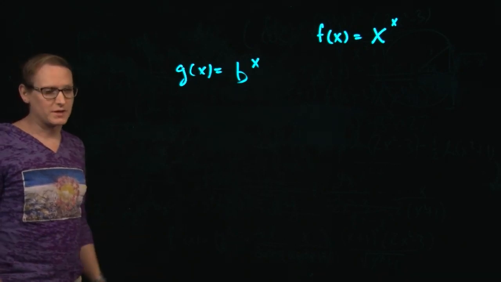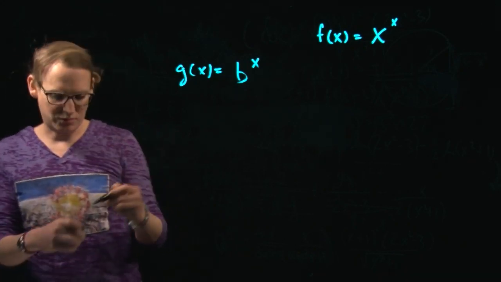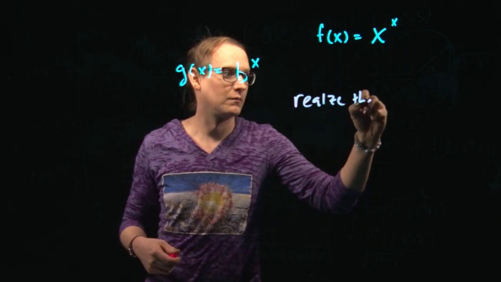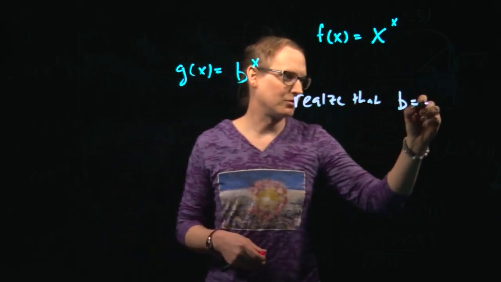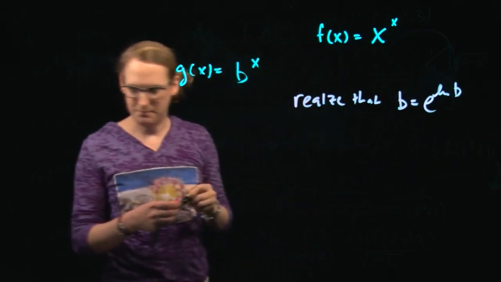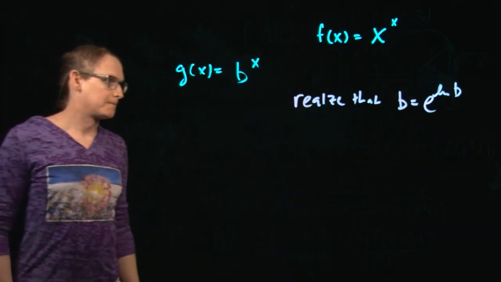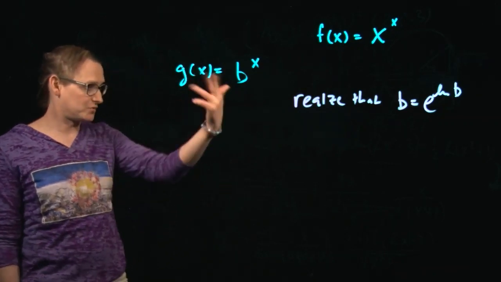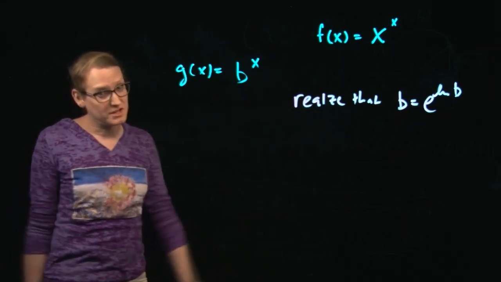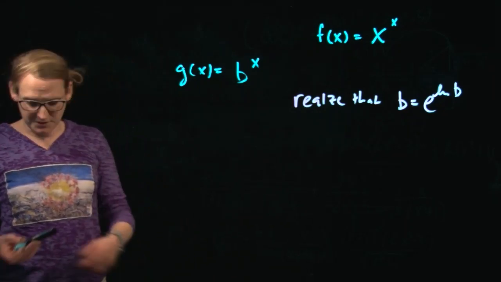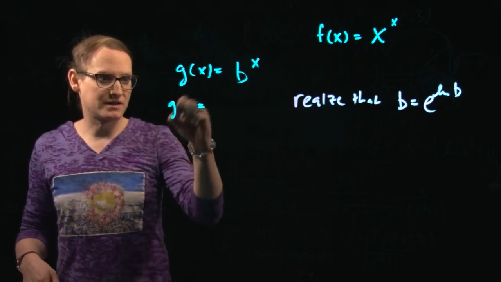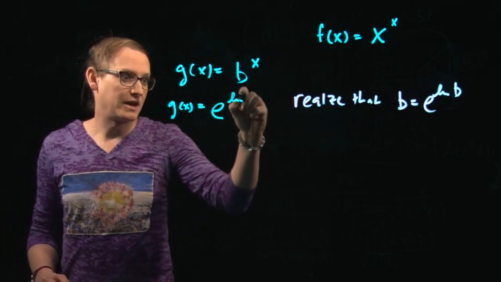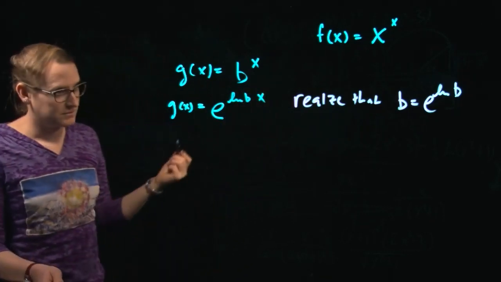There are a bunch of different ways that we could approach this, but I'm going to approach this by realizing that b is equal to e to the natural log of b, because e to the x and the natural log functions are inverse functions of each other. And I already know how to take the derivative of e to the x. So I'm just going to rewrite this g of x as an e to the function. So this is going to be e to the natural log of b times x.